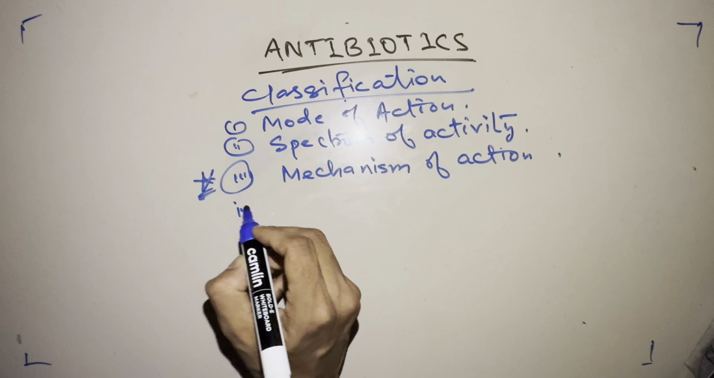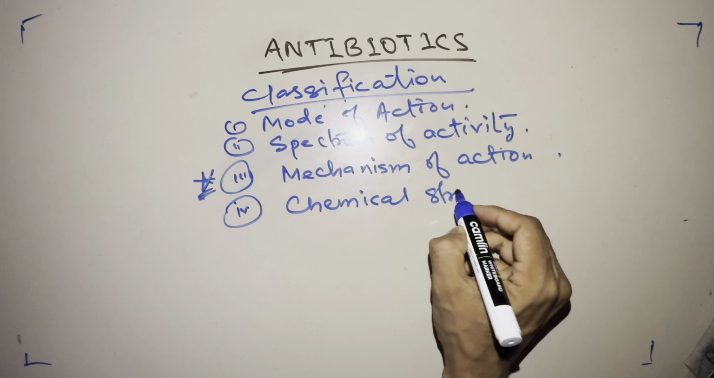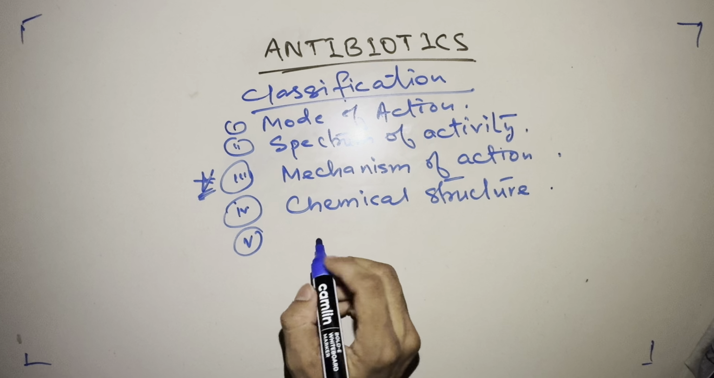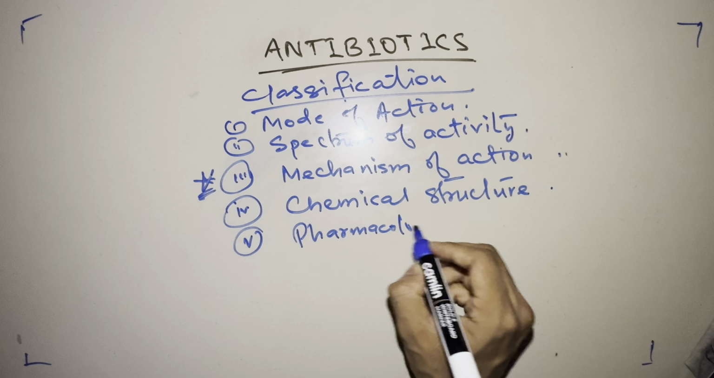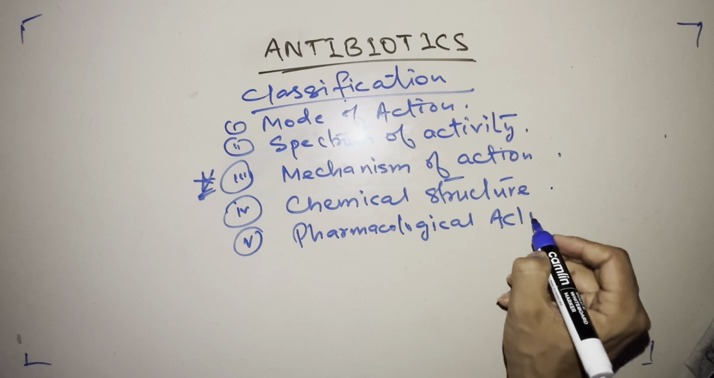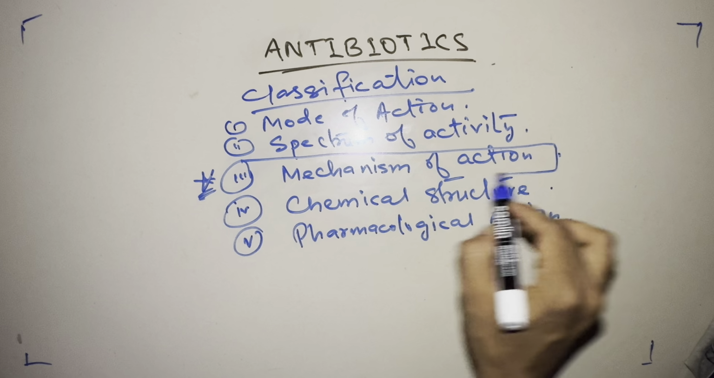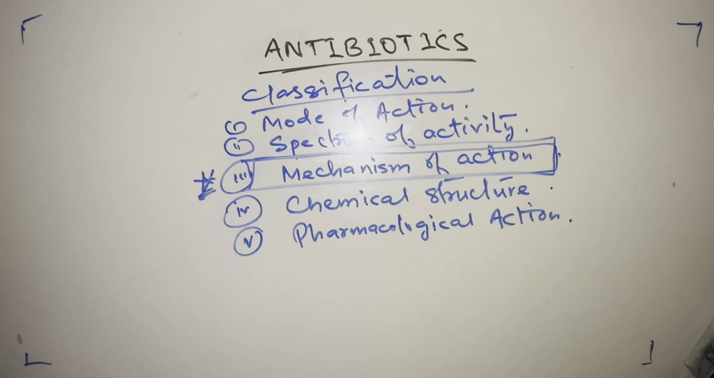Next, number four, chemical structure. Next, number five, pharmacological action. Based on these five properties, antibiotics are classified. Out of them, the mechanism of action is very important, and in competitive exams, most of the questions are asked from mechanism of action, or classification based on mechanism of action.